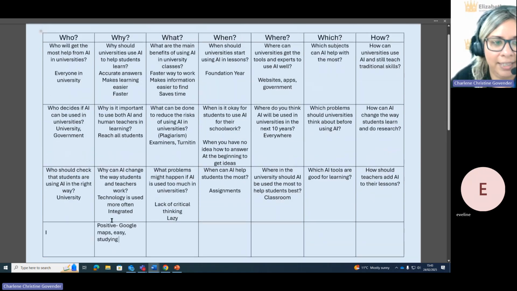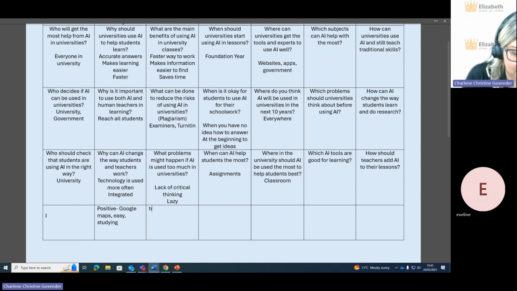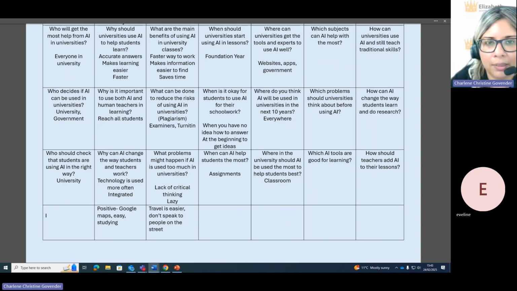Super. Okay, so now again, focusing on you or your view, what makes it positive? I think you answered that a bit. It makes traveling easier. You don't need to speak to people on the street. Street with a double E.